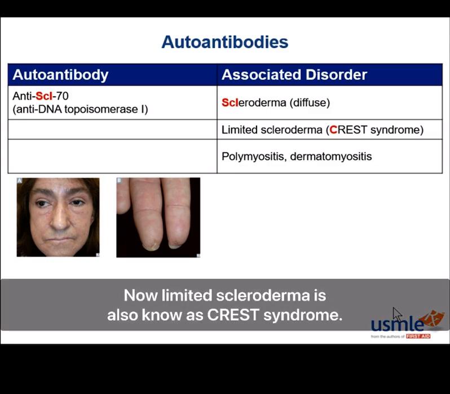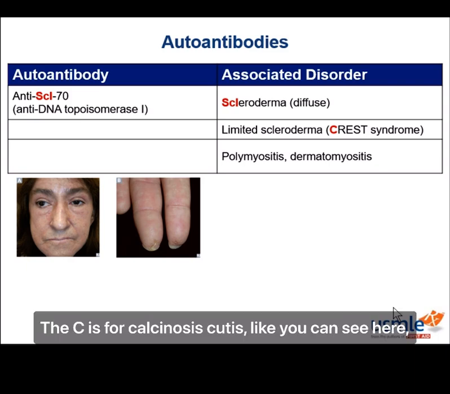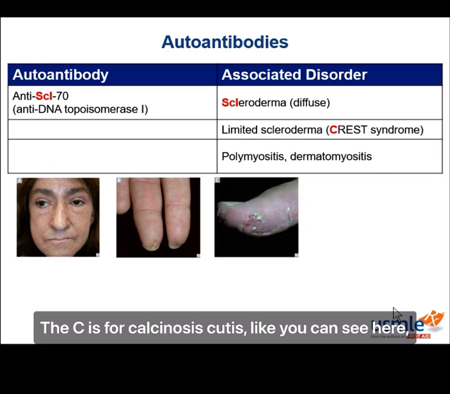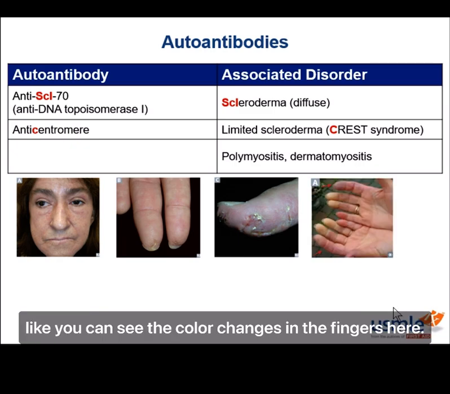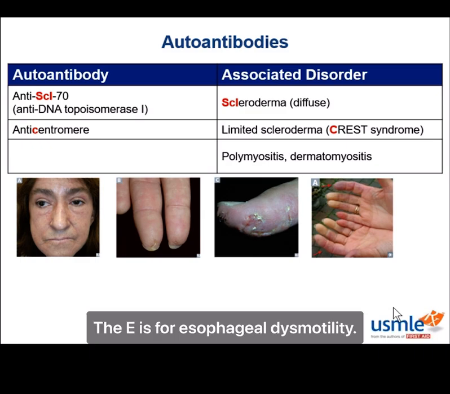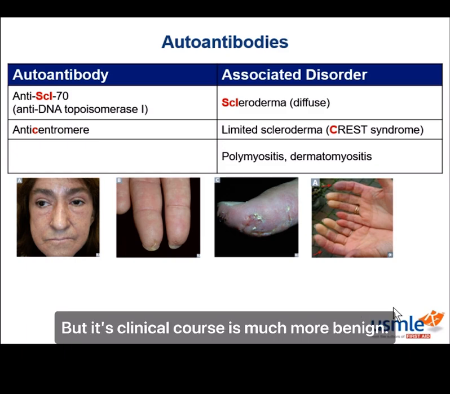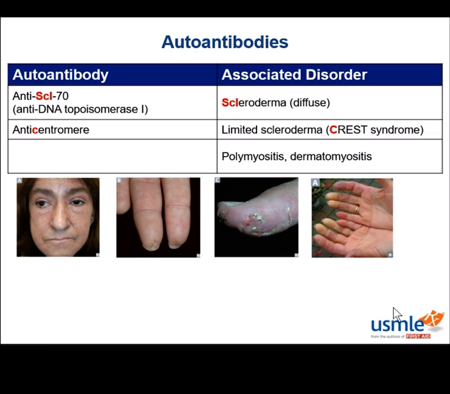Now, limited scleroderma is also known as CREST syndrome. The C is for calcinosis cutis, like you can see here, and anti-centromere antibody. The R is for Raynaud phenomenon, like you can see the color changes in the fingers here. The E is for esophageal dysmotility, the S is for sclerodactyly, and the T is for telangiectasias. But its clinical course is much more benign.